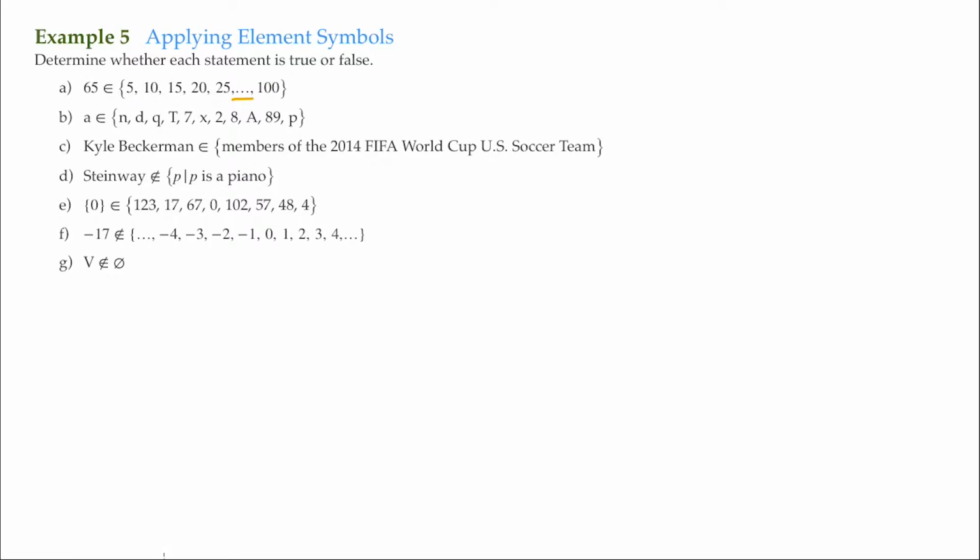So obviously we can see here that it is 5, 10, 15, 20, 25. And if this pattern was to continue, 30, 35, 40, 45, 50, 55, 60, 65, 70. So is 65 an element of this set? Since we've established that pattern, we can show that 65 is an element of this set. So I'm just going to go ahead and put down that's true. Mark it as T.